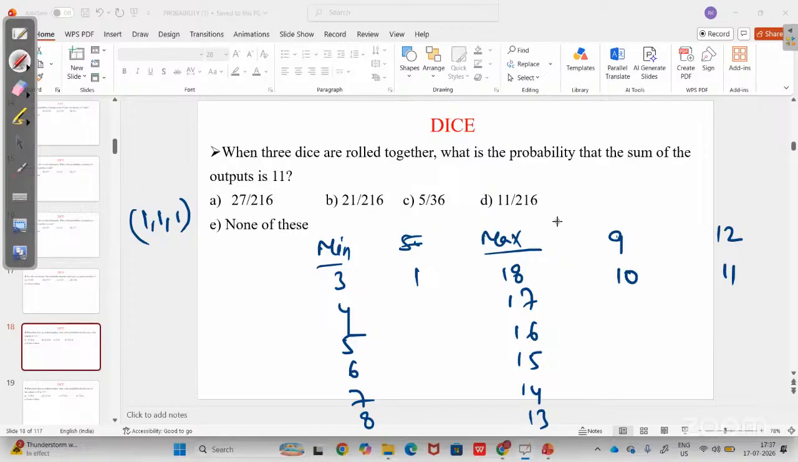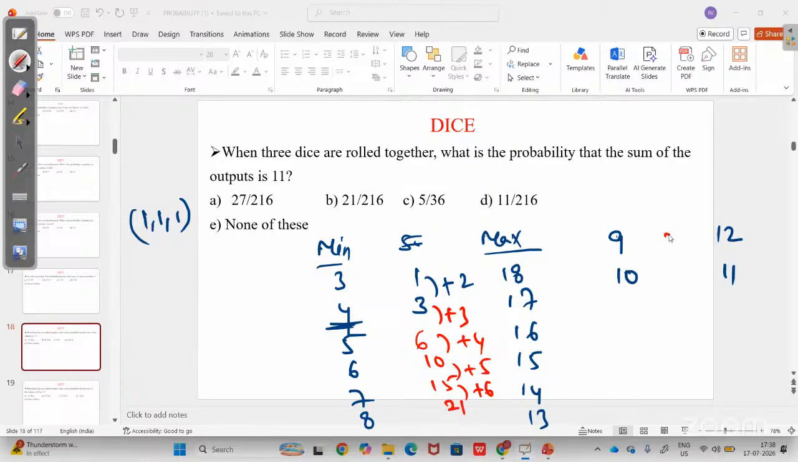So what are the possible cases? Starting with 1, the next number is 2, so the possible cases will be equal to 3. Next, 3, the next number is 2, the next number is 3, so that will be equal to 6. Next, 1, 2, 3, and 3, the next number is 4, so 6 plus 4 equal to 10. And 4, the next number is 5, so 10 plus 5 equal to 15. And 5, the next number is 6, so 15 plus 6 equal to 21.